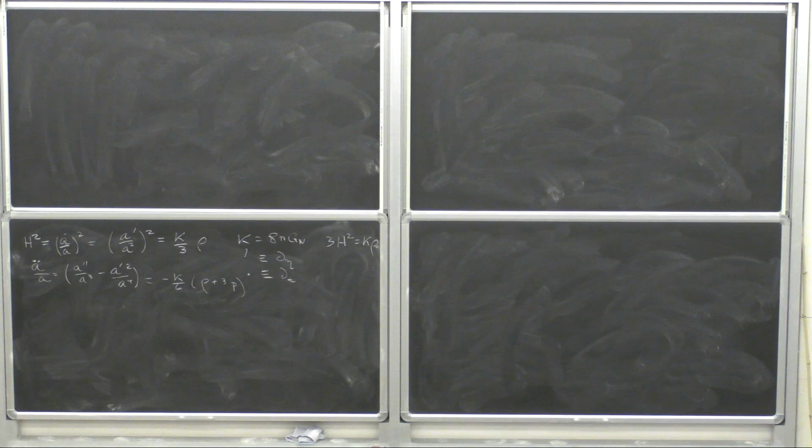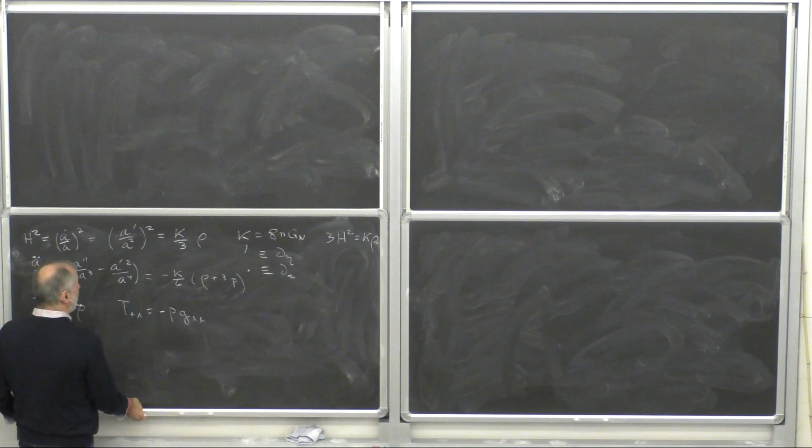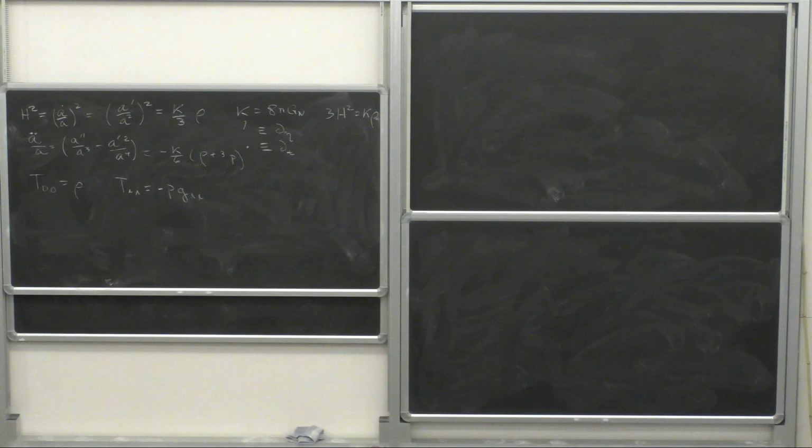We also talked about the stress energy tensor. T00 is the energy density, and T ii is minus P times g ii, and this, of course, is using the Robertson-Walker metric. Now, to solve for the evolution of A, we have to know rho and P as a function of A.